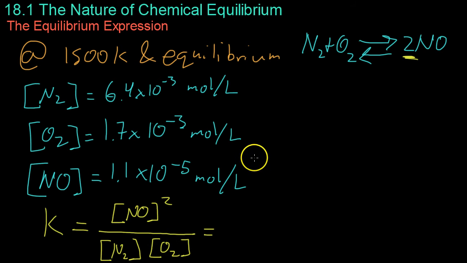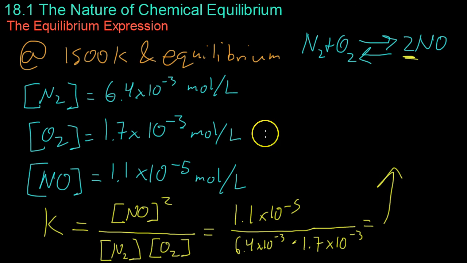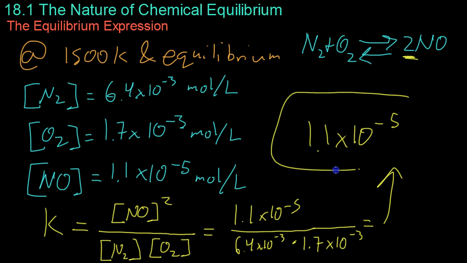Now solving for that, you just essentially plug and chug: 1.1 times 10 to the minus fifth, because this is all given in the question, 6.4 times 10 to the negative third, and 1.7 times 10 to the negative third. Now, plugging all that in, you get an answer that the equilibrium constant is 1.1 times 10 to the negative fifth. And this is unitless because it's just a universal constant used for measuring. It's essentially like a constant of proportionality.